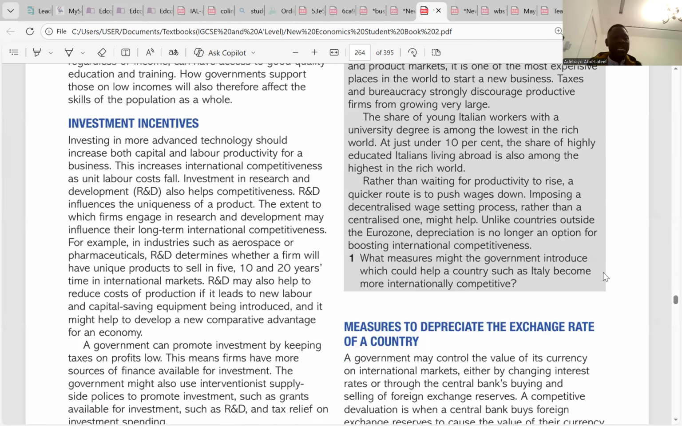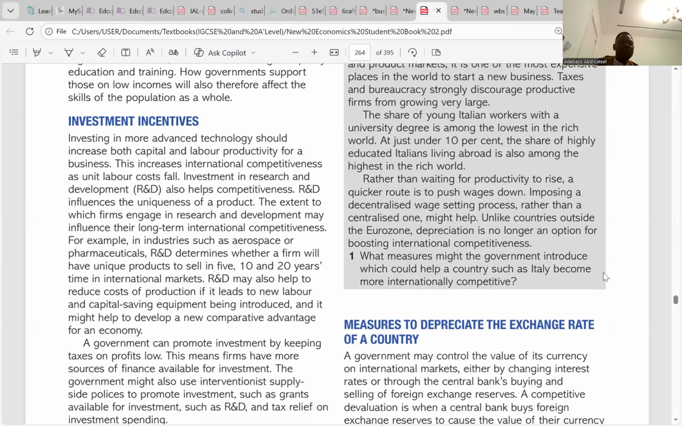So for investment incentives, the government of a country can promote investment by keeping taxes on profit low. Investment is a factor that could also help a country to be internationally competitive. And for that to happen, government has to encourage firms by allowing them to pay low tax. Low taxation becomes an incentive for investment. So if entrepreneurs understand that the return on their investment would rise because of low taxes, they would be encouraged to invest. Do you get the point here?